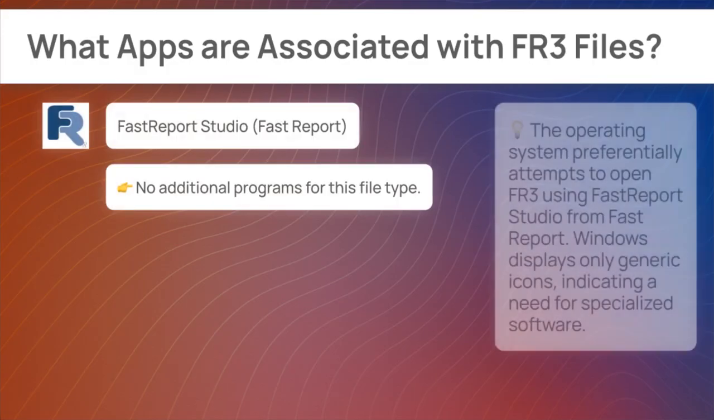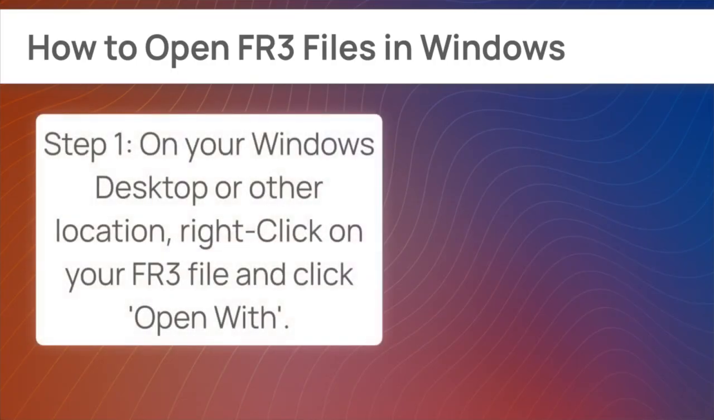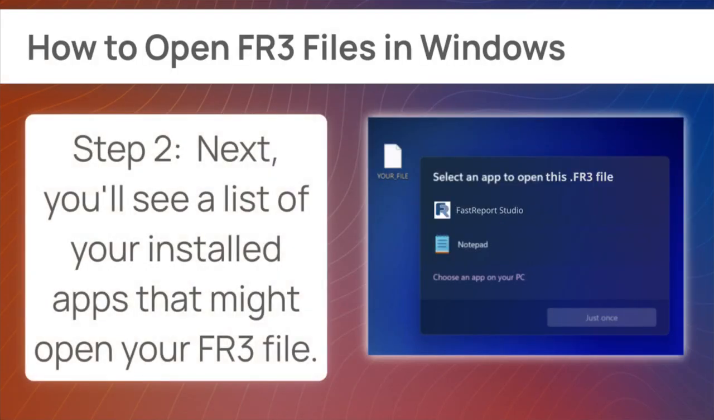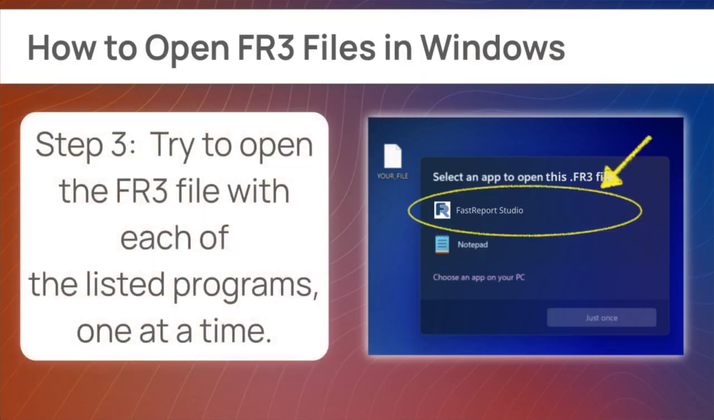Windows displays only generic icons, indicating a need for specialized software. Windows shows only limited styling, so complete control requires page layout software. To bypass the error, right-click the FR3 file and choose Open With. Test FastReport Studio if it is an option. If it's missing, select any other program. Some niche tools handle the format better.